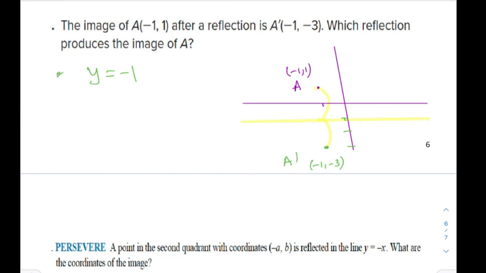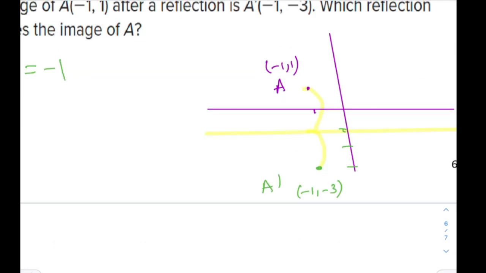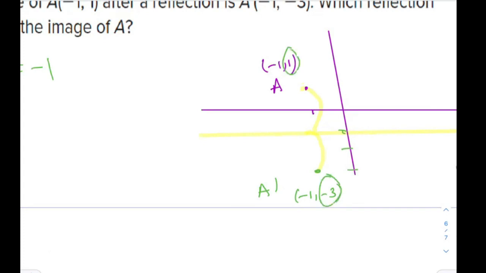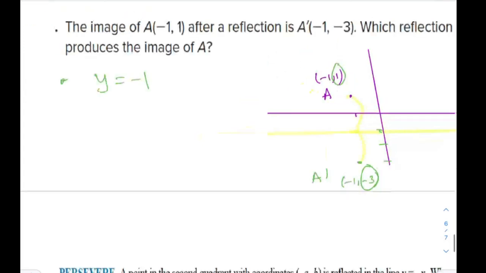We can realize that this line is the midpoint between the 1 and the -3. So we can find the midpoint simply by adding 1 plus -3 and dividing by 2, which is -2 over 2, which is -1. And this is also the same result.